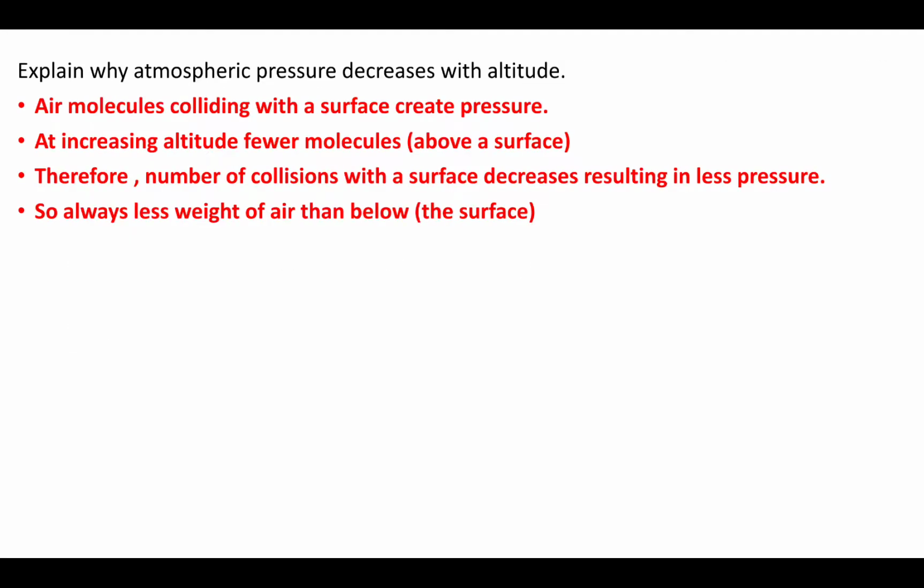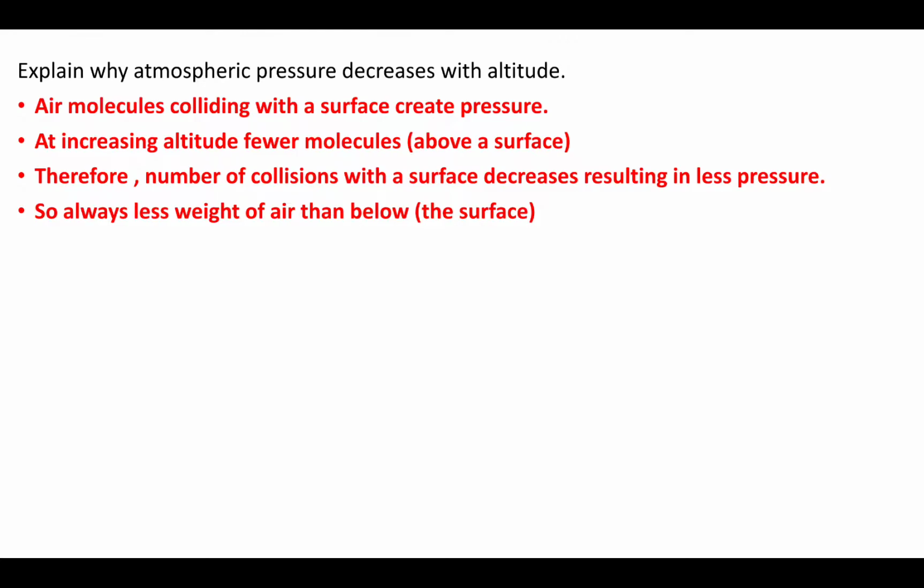So the first one: explain why atmospheric pressure decreases with altitude. Something along the lines of: the air molecules colliding with a surface create pressure. At an increasing altitude, there are fewer molecules above a surface. Therefore, the number of collisions with a surface decreases, resulting in less pressure. So there's always less weight of air than below. By below, it's comparing it to the surface. At the surface, there's more weight of air. Higher up you go, less weight of air above you.